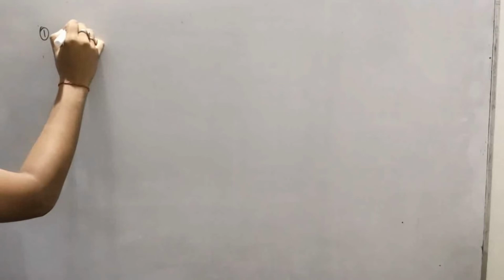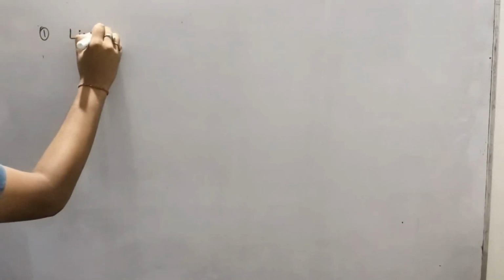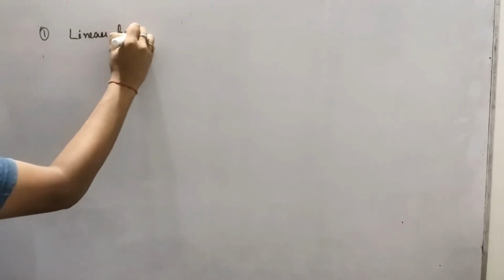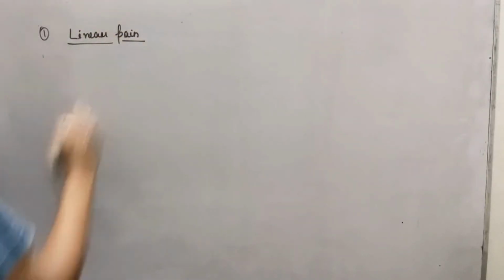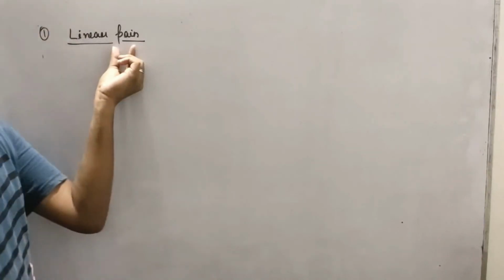Okay. Now we will see two properties, and with those two properties we will discuss our first exercise. So the first property is linear pair. This is our first property. Pair means what? Two, right? Pair of shoes, something pair, right? So pair means two.